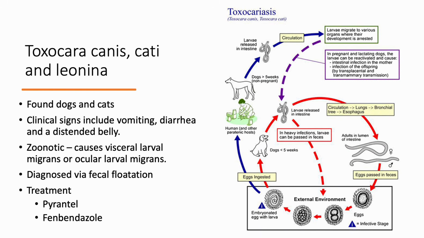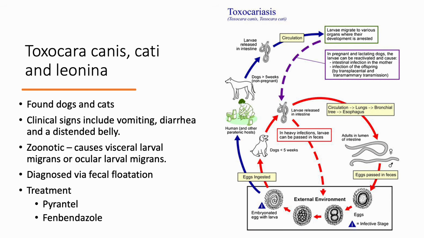In addition to infecting our dogs and cats, it does have a zoonotic potential. So it can cause visceral larval migrans, which means that in the human, the larvae migrate around your viscera. Your viscera are your internal organs. So the larva can migrate between your liver and your lungs and your spleen and your kidneys and your intestines and just go swimming around in your abdomen.